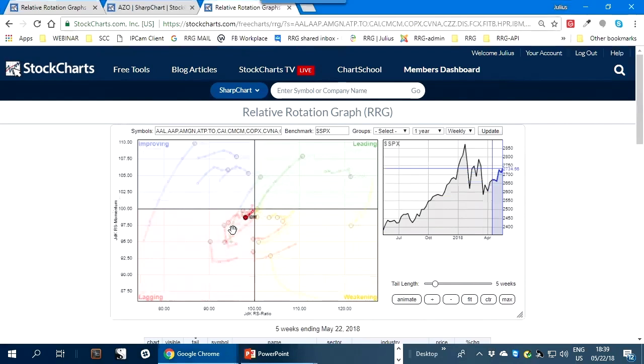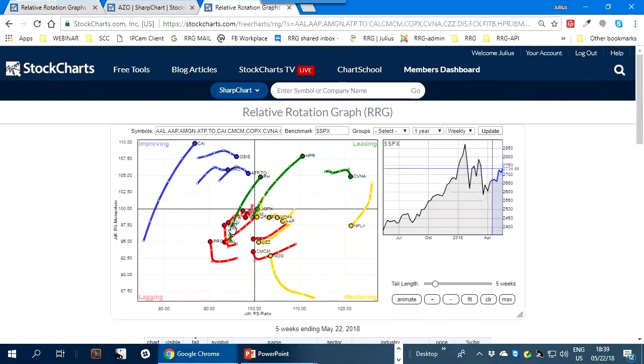IBM, not very good on the weekly. It came up nicely on the dailies, but I don't like it on the weekly. Scratch IBM. Amgen, same. Not too good on the weekly. Looks good on the daily. Maybe it turns around.